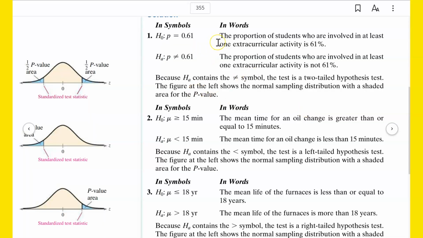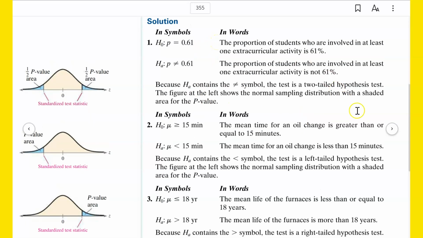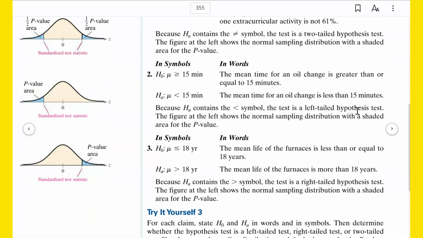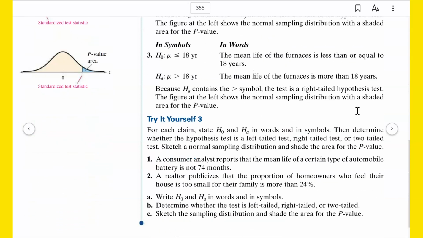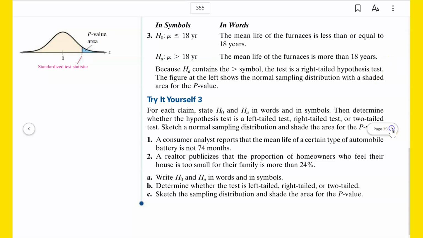All right, you may want to read the book's solution to this. Feel free to read that. All right, moving on.